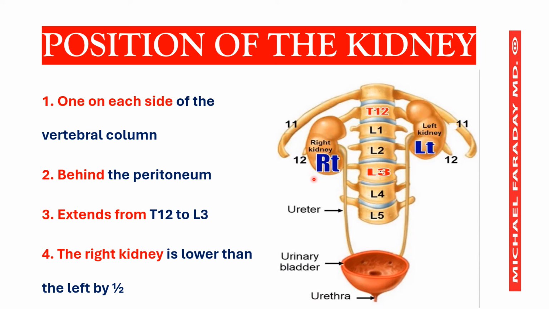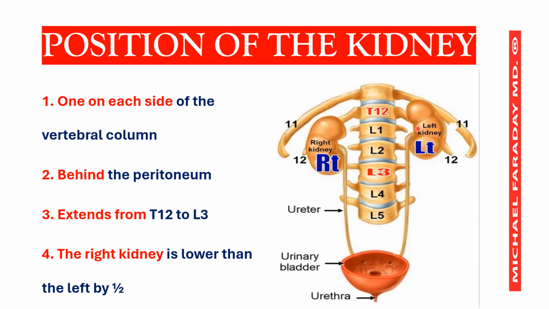So it's retroperitoneal. Now it extends from T12, the last thoracic vertebra, to the third lumbar vertebra, L3. You can see that the right kidney is slightly lower than the left kidney by about half a vertebra. So the right kidney is lower than the left kidney.